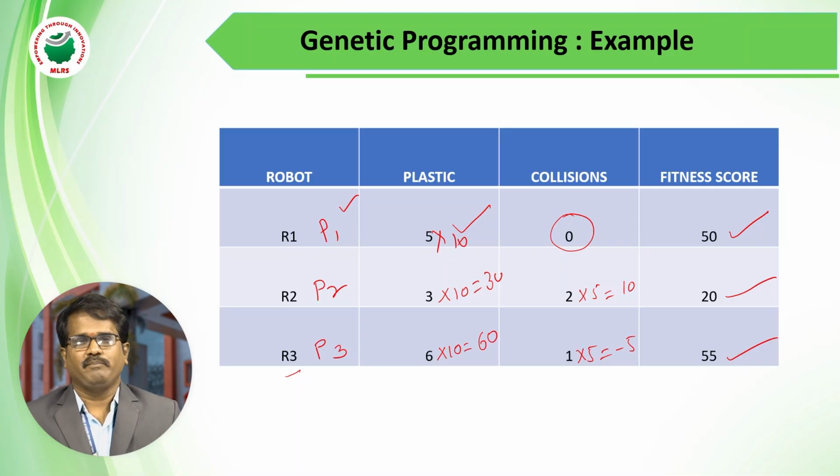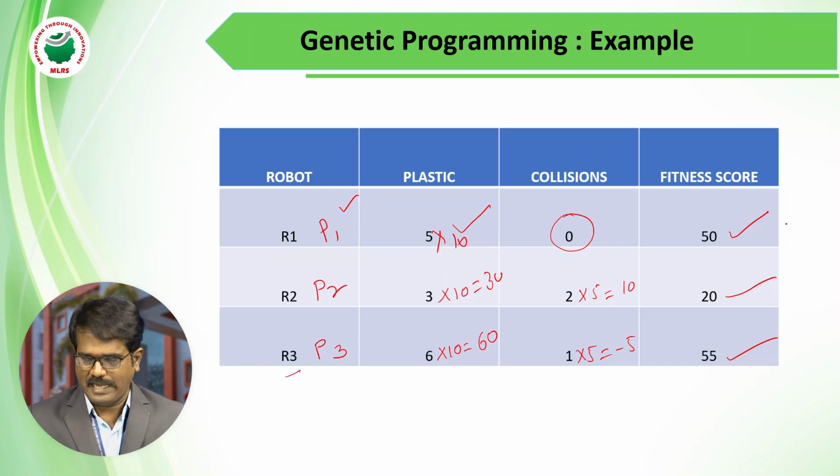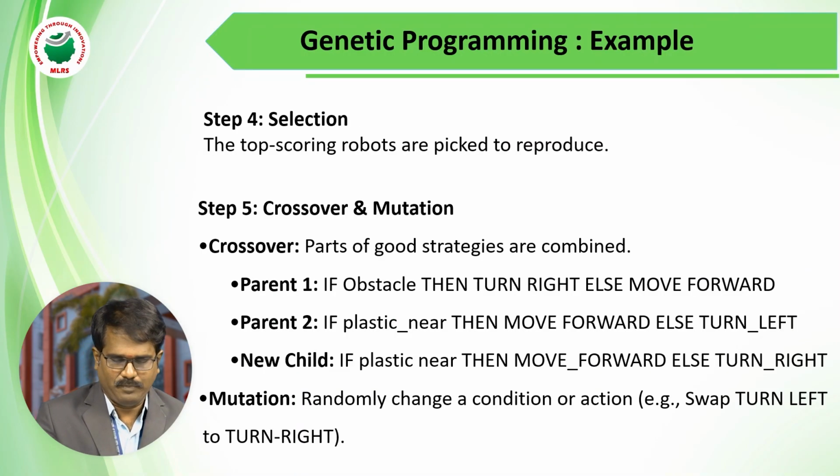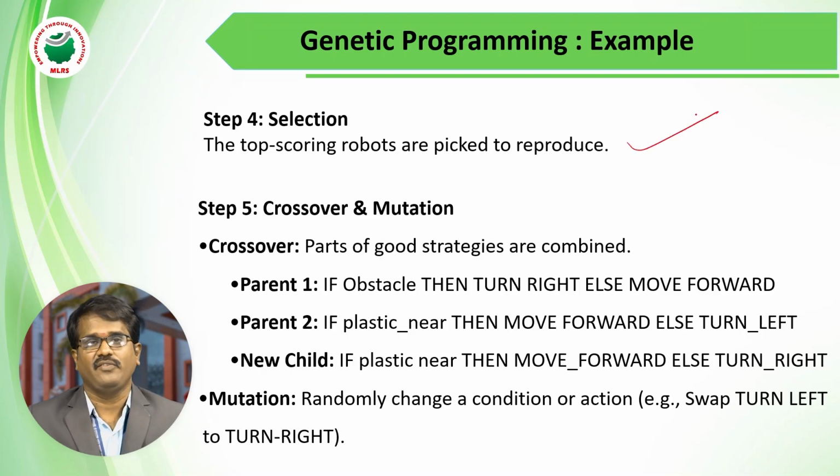This way, I give the fitness value to every program. For the 100 programs I have, I give values like 50, 20, 55. After calculating the values, I find the best programs. Best programs means the program or robot having the highest value. The highest value can be considered a good program. Now, what is the next step? After calculating the fitness of every program, we need to do the selection. The selection process is nothing but finding the best programs. Based on the fitness value, we find the best program.